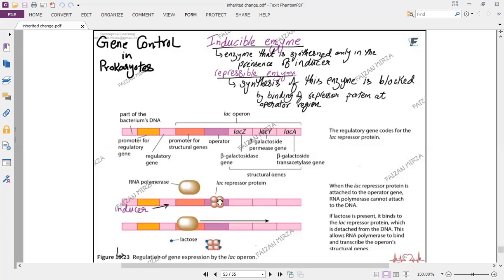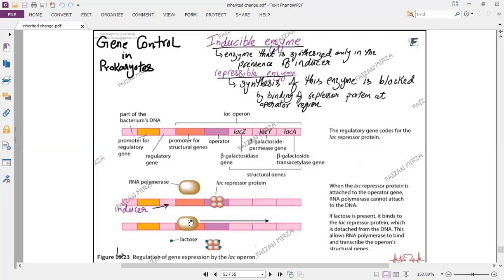In this attached condition of the lac repressor and the operator, RNA polymerase cannot bind to the promoter of the structural genes. As a result, the transcription of lac Z, lac Y, lac A is prevented. The lac operon is switched off. Now, let's suppose you give lactose to the bacteria. Lactose behaves as an inducer. Lactose will go and bind to the lac repressor protein. Once the lac repressor protein is attached to lactose, its shape changes and it detaches from the operator site. When it detaches from the operator site, the promoter is free and exposed to attach to the RNA polymerase.